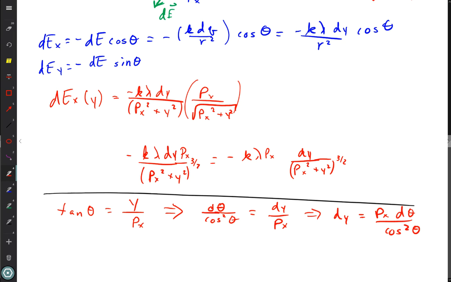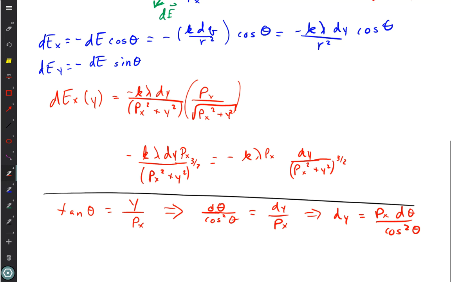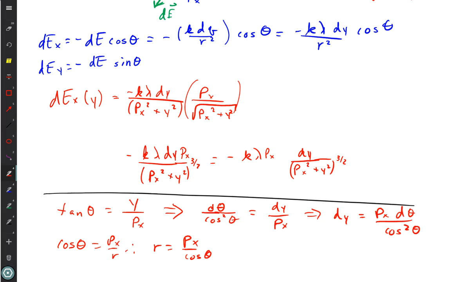So there's one substitution. I need two, right? Because I have to get rid of another variable. So I also need something to relate r with theta. So I come back and look at, I already have it right here. Cosine theta is px over r. So that gives me a fairly simple relationship. R is equal to px over cosine theta. So I substitute those into my equation.